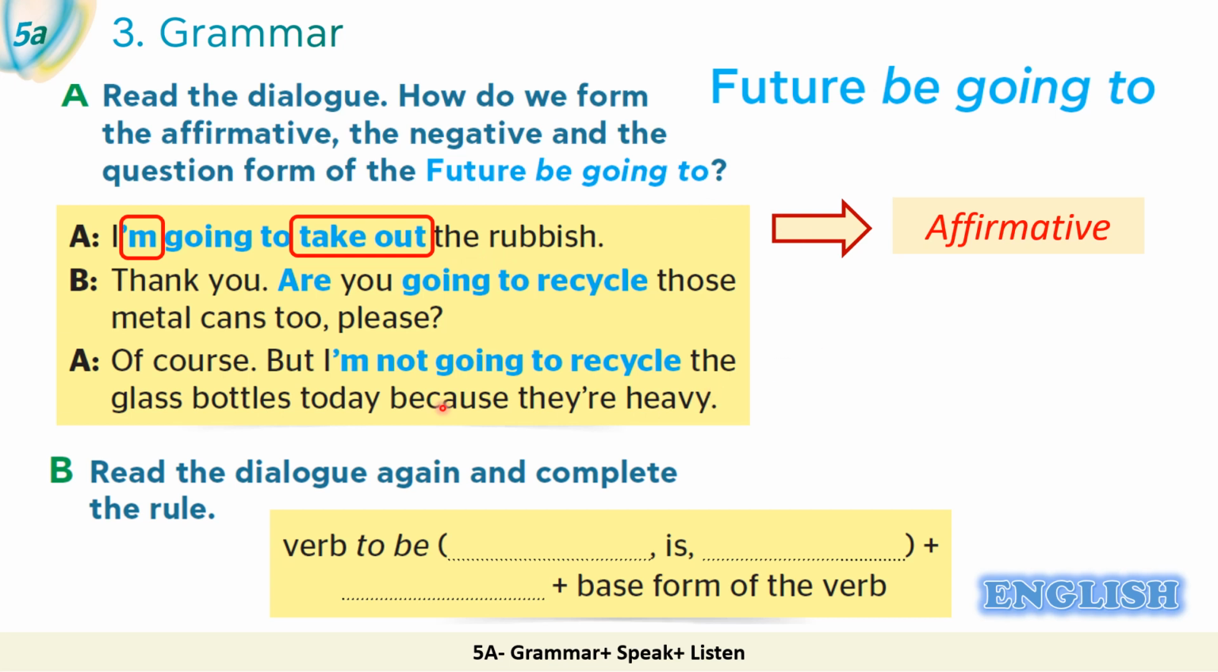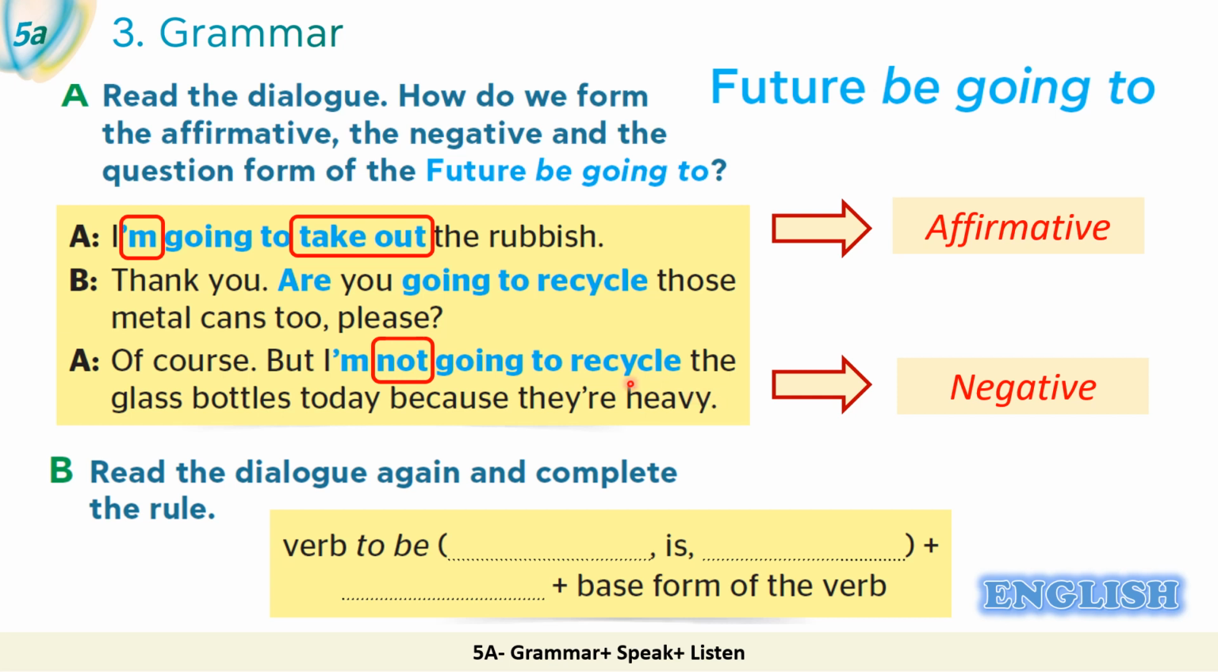Now, where's the negative form? The second sentence or the third one? That's correct. The third one. We usually use the negative by adding not between the auxiliary verb and going to.